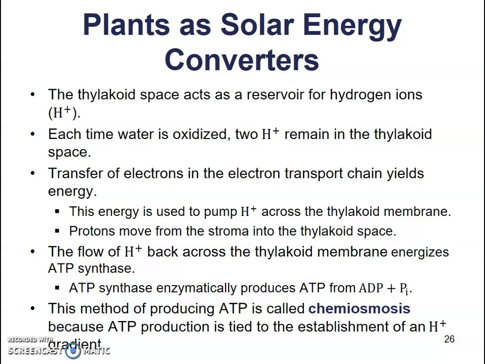ATP synthase enzymatically produces ATP from ADP plus P. This method of producing ATP is called chemiosmosis because ATP production is tied to the establishment of a hydrogen ion gradient.